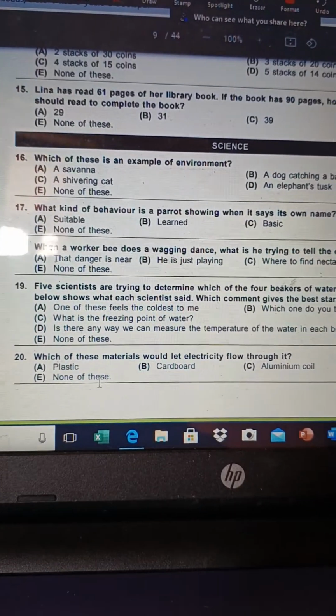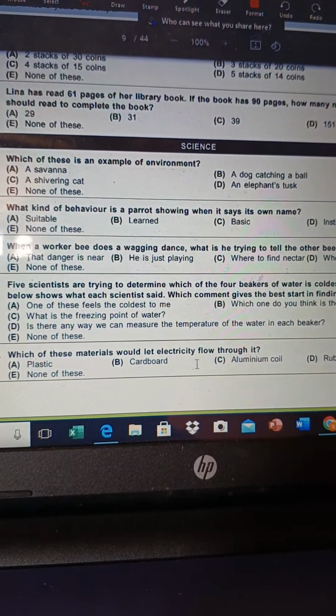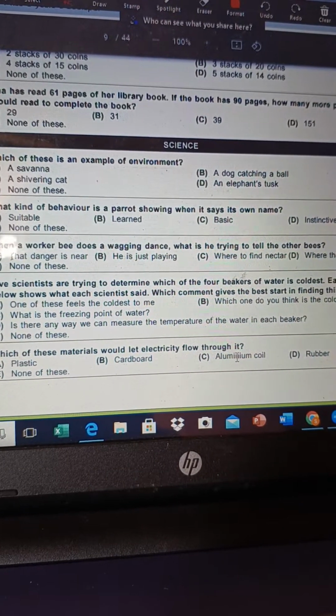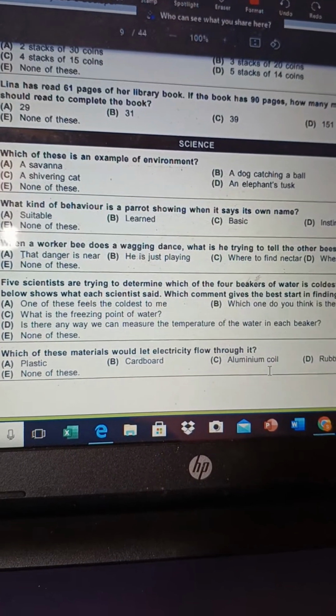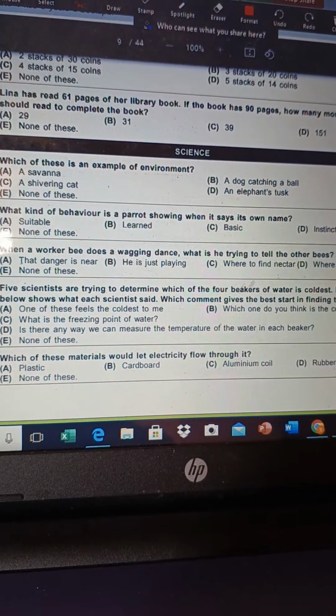Okay, number 20. Which of these materials would let electricity flow through it? It will be aluminium coil. Okay, now let's move to the next one.